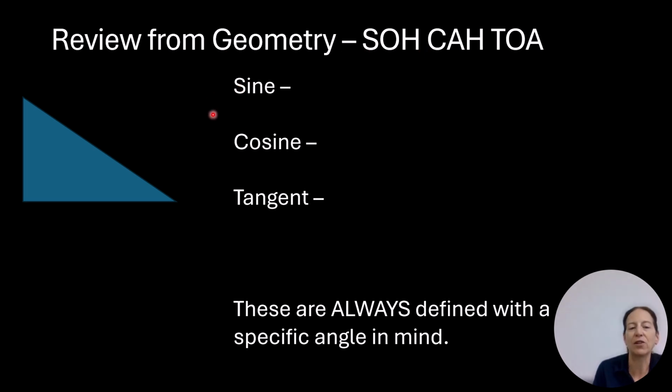All right, so again, I mentioned the first letters, the S, the C, and the T correspond to these three basic trig functions, which are called sine, cosine, and tangent. And these are always defined with a specific angle in mind. So you never just have sine just by itself.